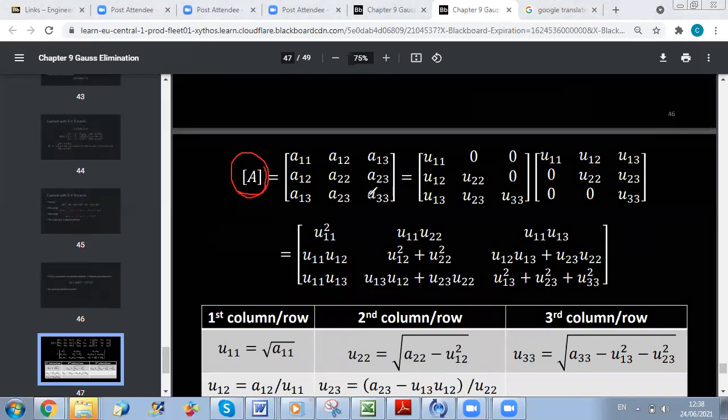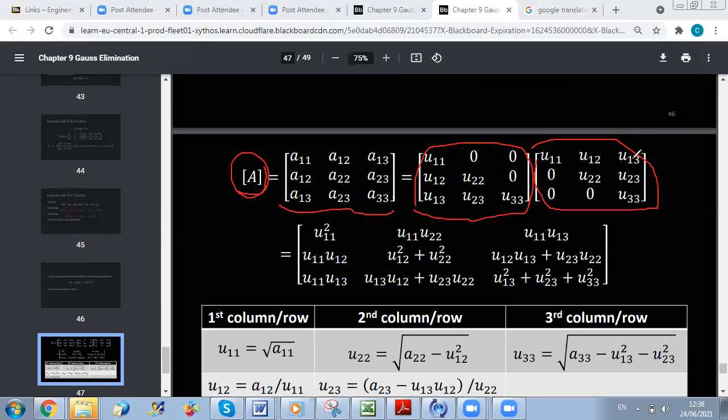What is the equation? The equation is that matrix A is equal to the transpose of an upper triangular matrix times this upper triangular matrix. So this is the general form of an upper triangular matrix: U11, U12, U13, 0, U22, U23, 0, 0, U33. To obtain its transpose, all you have to do is switch rows and columns. So row 1 will become column 1 in the transpose. So the first column in U transpose is U11, U12, U13. The second column is 0, U22, U23, and the third column is 0, 0, U33.